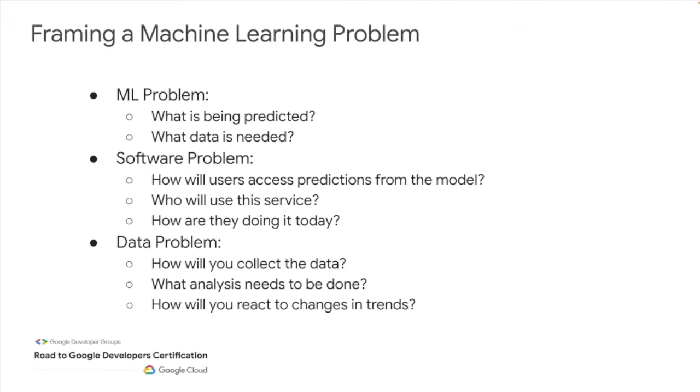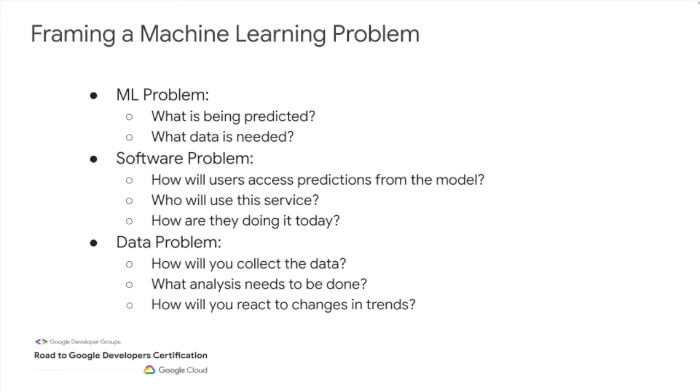What data is needed? For apartment prices, you probably want to see historical data to see trends in price rises or falls, and different features that might influence the price of an apartment. Then you look at the problem. How will users access predictions from the model? How will they use the service? How are they doing it today?